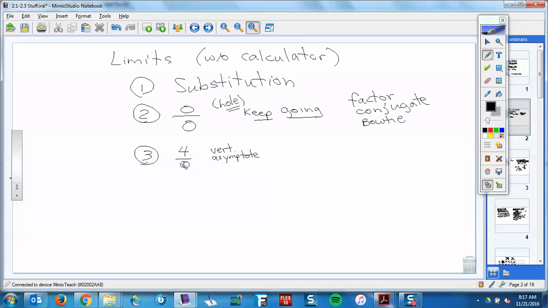Okay? So when we get this, we usually have a vertical asymptote, and for right now, we're just going to say the limit does not exist. Just stop right there. The limit does not exist.